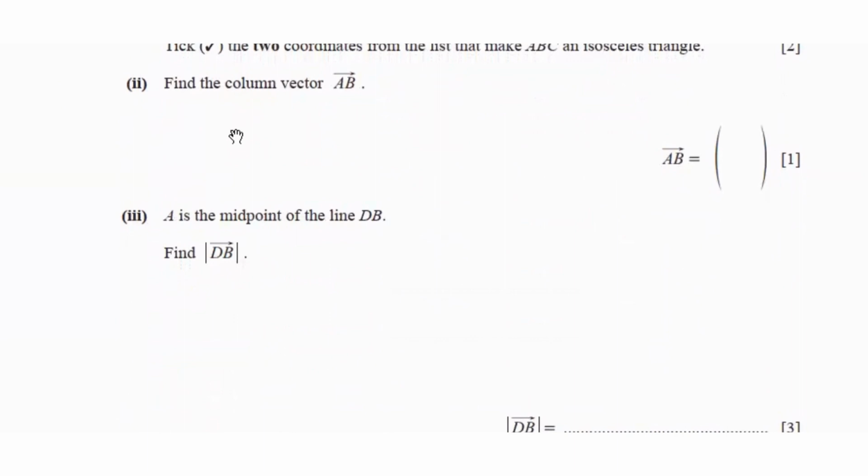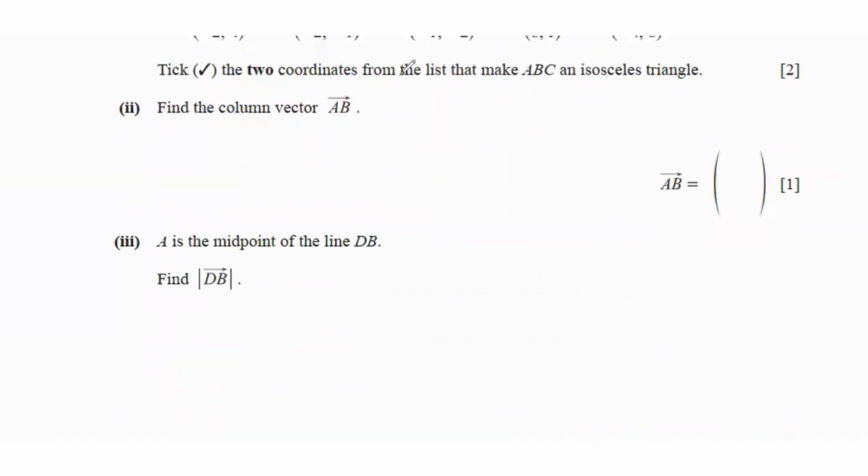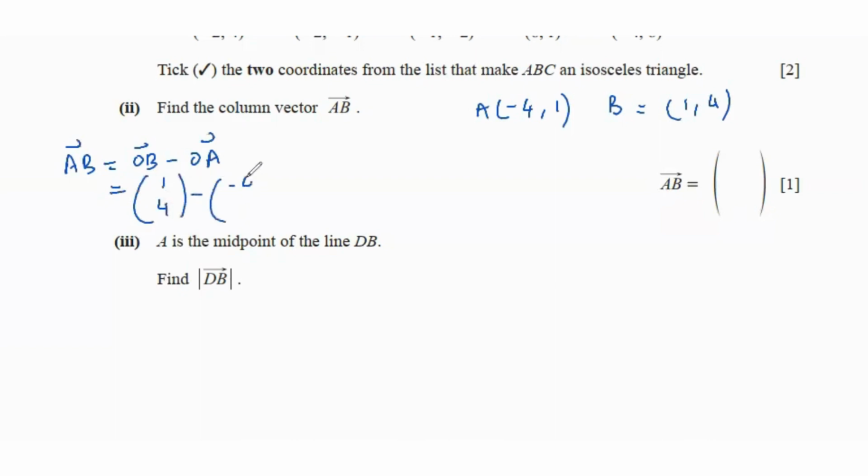Find the column vector of AB. To find the column vector of AB, we look at the coordinates from the graph. A was negative 4 and 1, and B is 1, 4. So AB vector is going to be OB minus OA, which is 1, 4 minus negative 4 and 1. 1 minus negative 4, and 4 minus 1. That's going to give us 5 and 3.